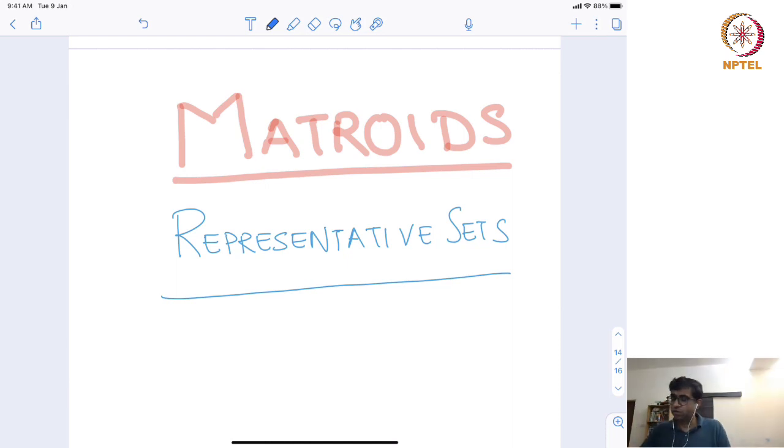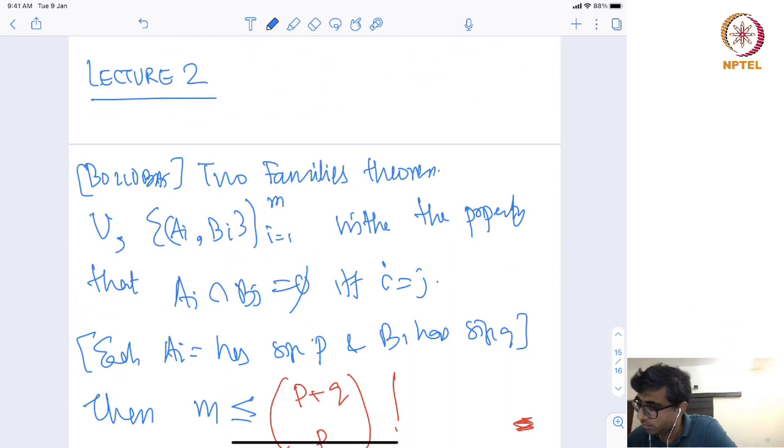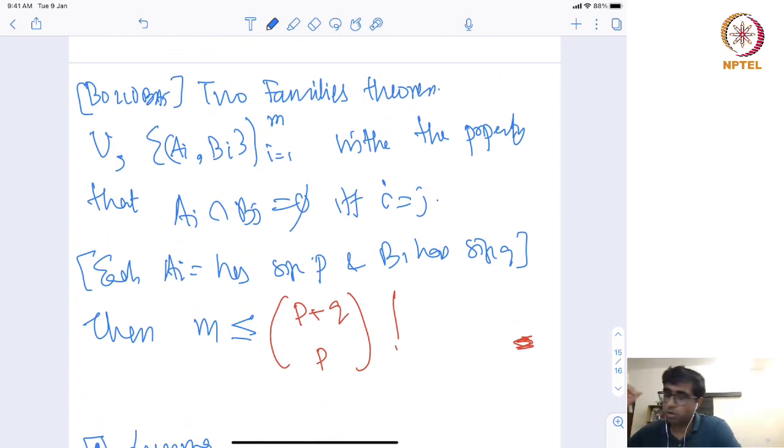Welcome to the second lecture on Matroids. Last time we set up the definition, a kind of definition intuitively taken from the directed k-path algorithm. But before we go on, this is the Two Bollobás family lemma we were talking about last time.